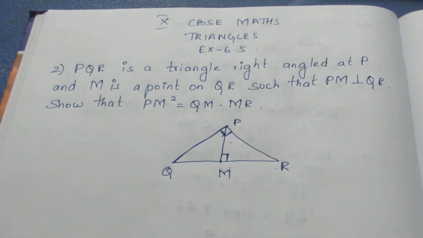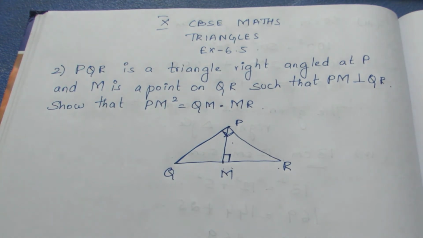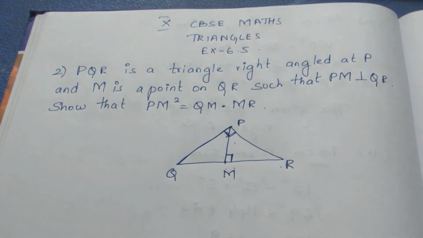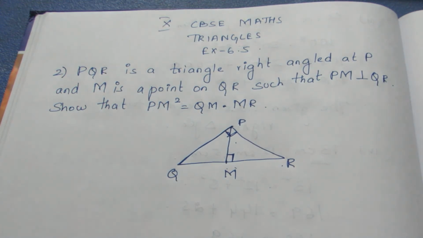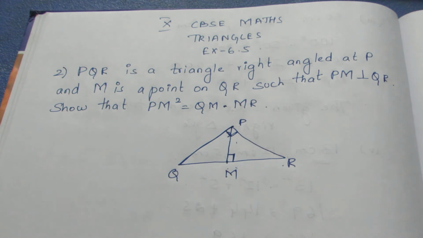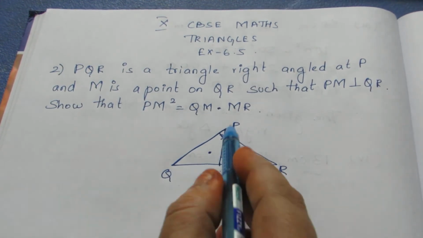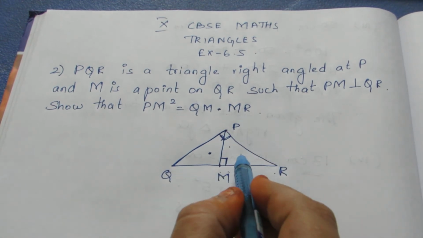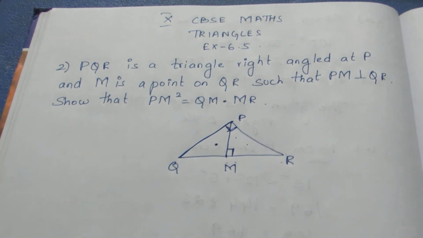That means we need to prove, as it is in multiply, remember that we are going to prove it by similarity. If it is a square and plus, then we need to go with the Pythagoras theorem. Here it is in multiply, so we need to prove it by similarity. Now let me take two triangles, a smaller one and a bigger one, and we need to prove that the two triangles are similar.